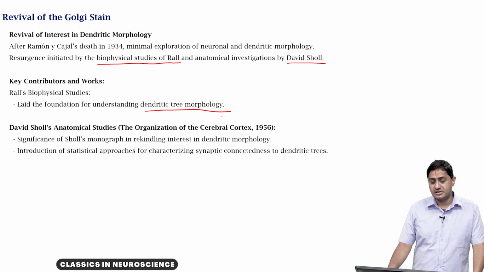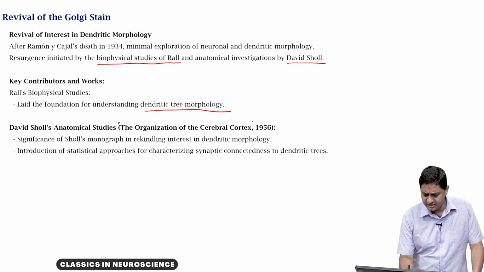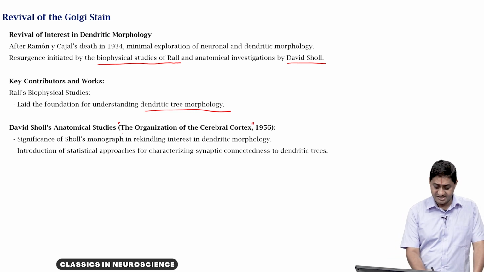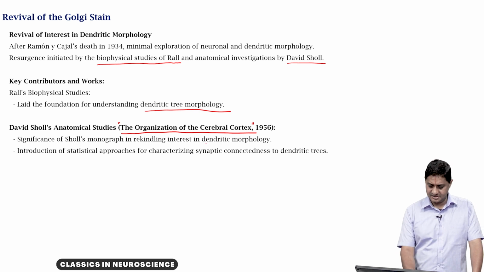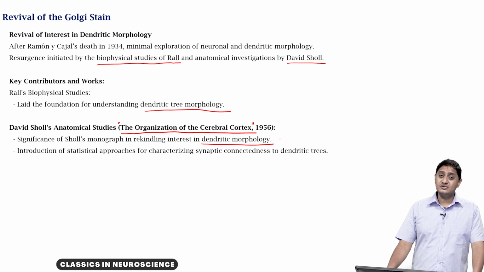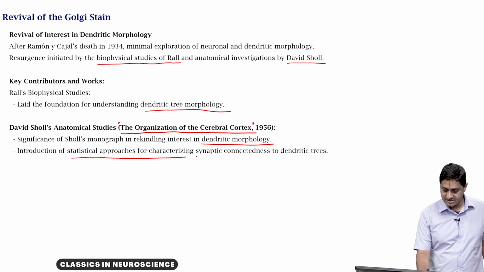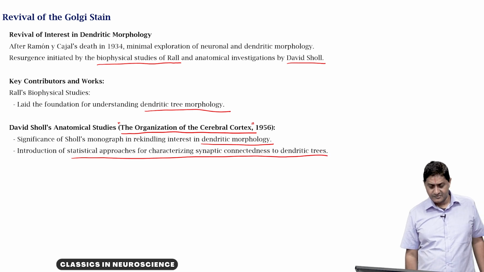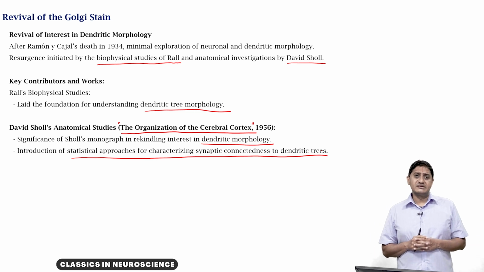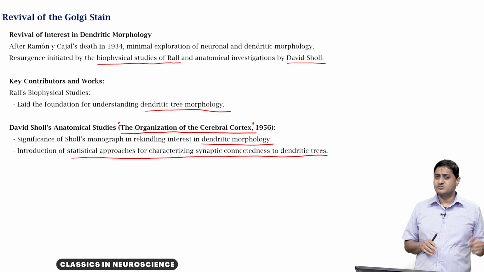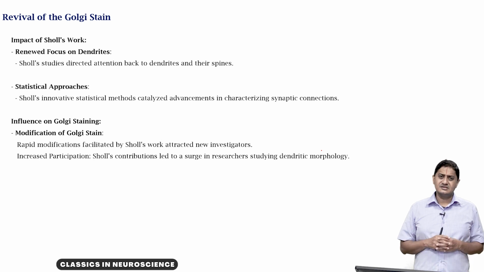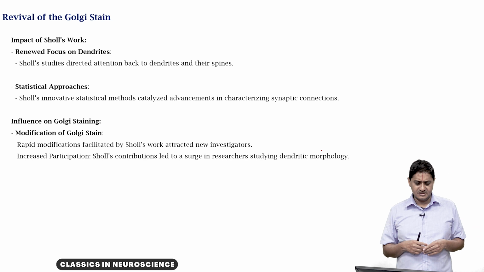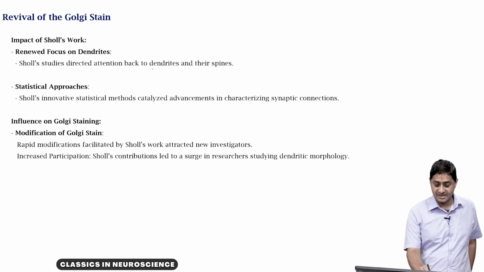Also, the crucial work of David Sholl, which he described in his widely read monograph called Organization of the Cerebral Cortex, 1956. This essentially rekindled interest in dendritic morphology. Also, the use of statistical approaches for characterizing synaptic connectedness in dendritic trees. Remember, the specific use of numerical methods to study dendrites was used by Wilfrid Rall. So, this was the time when statistical and numerical approaches were being used by Wilfrid Rall and David Sholl and others. So, there was a renewed interest in studying dendrites, essentially bringing the attention back to dendrites and dendritic spines.